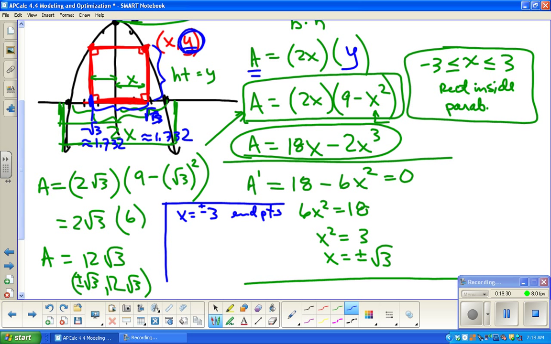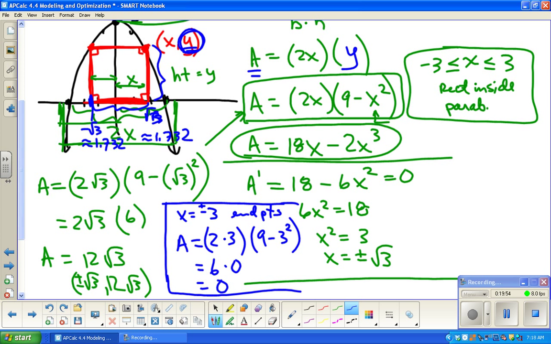So let's see what we get for area for that. Okay, so area equals 2 times, I'm going to go ahead and just do it with the 3 for now, and we'll see if we need to do the other one. 9 minus 3 squared. So this is 6 times 0, which is 0. I'm guessing that's a minimum area for this context, because I'm not going to have less area than 0.